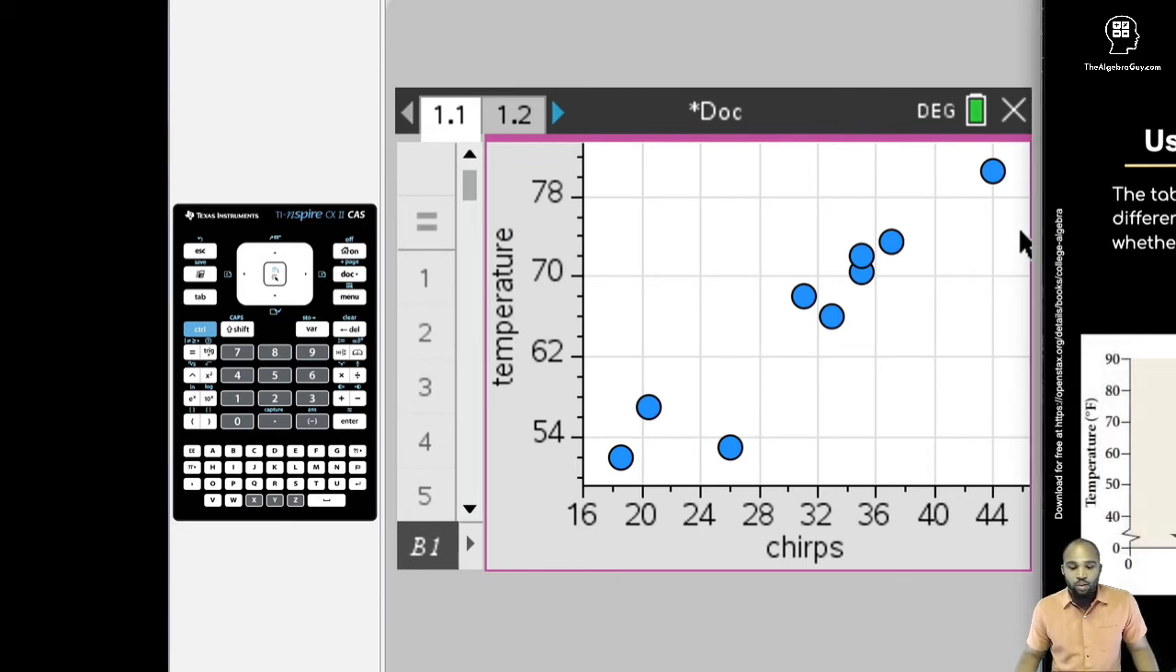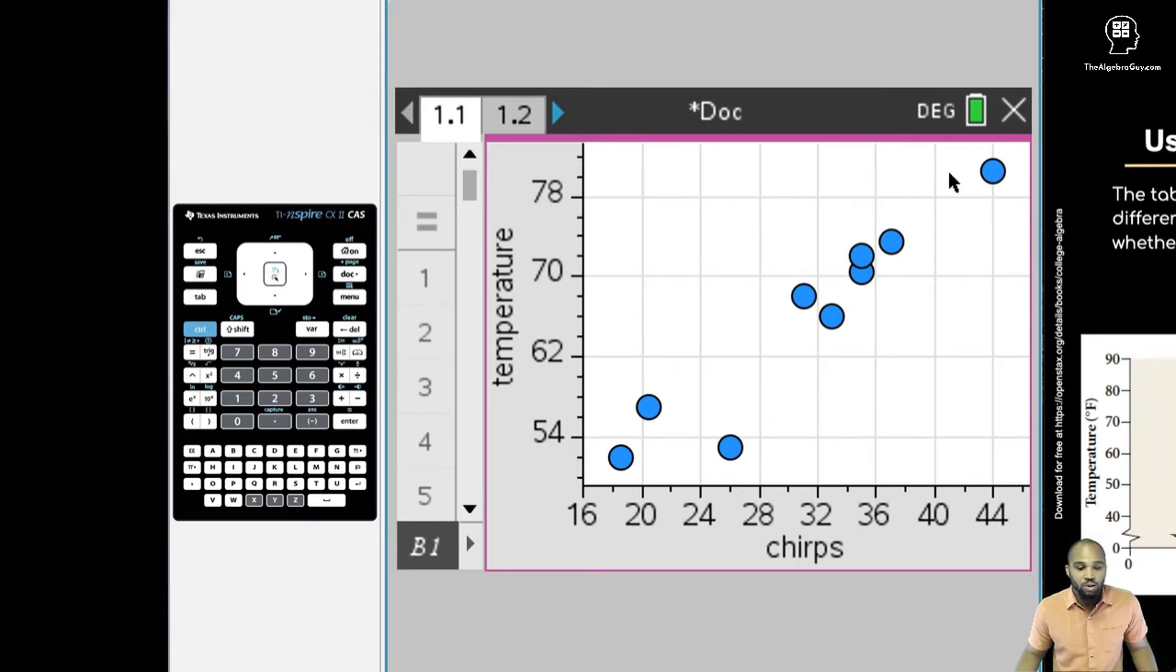This is how the graph looks if I were to take a picture of it. So let's find the trend line for this data and make a prediction, asking what would the temperature be if there were 60 cricket chirps. So what can we assume the temperature to be if 60 cricket chirps? We can see up to about 40, 44, but what if there were 60? So let's see if we can make some kind of prediction.